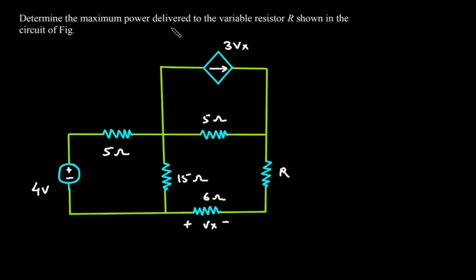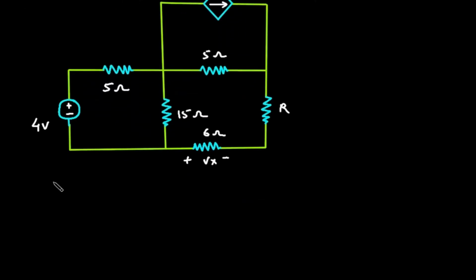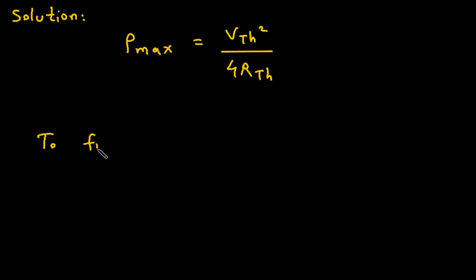Determine the maximum power delivered to the variable resistor R shown in the circuit of figure. Solution. We have to find P max. P max is equal to VTH square divided by 4RTH. So we have to find VTH and RTH. First we will find VTH.